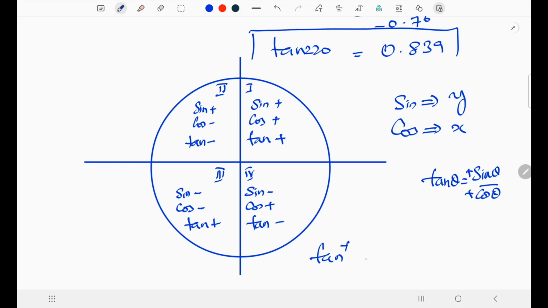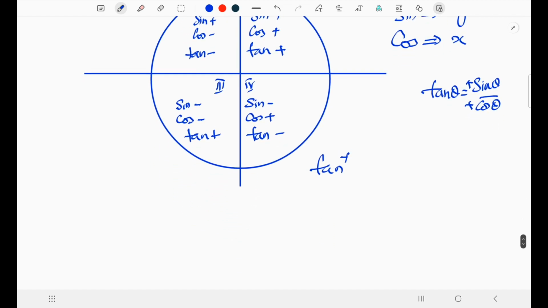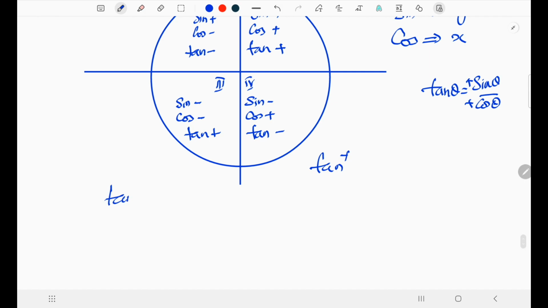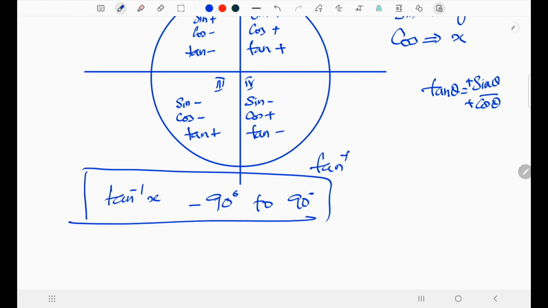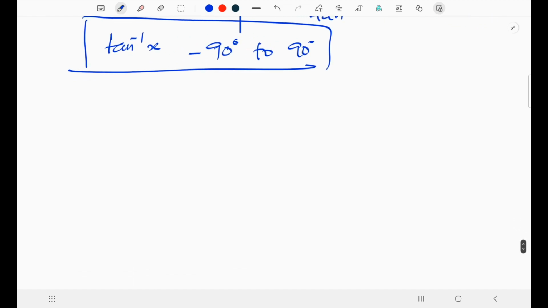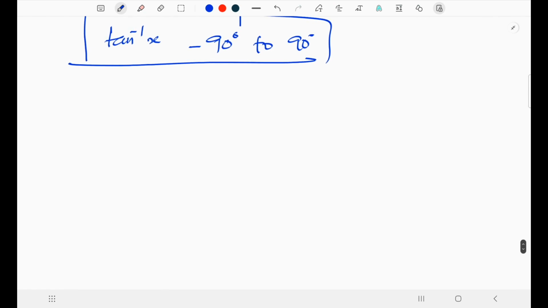We need to find the tan inverse based on this criteria. What is the criteria? Based on the negative sign, we need to find which quadrant. Now what is the principal value if you use the calculator? The principal value of tan inverse of x ranges from minus 90 degree to plus 90 degree. Clear? Understand? Okay, let us do some small exercise to understand this.